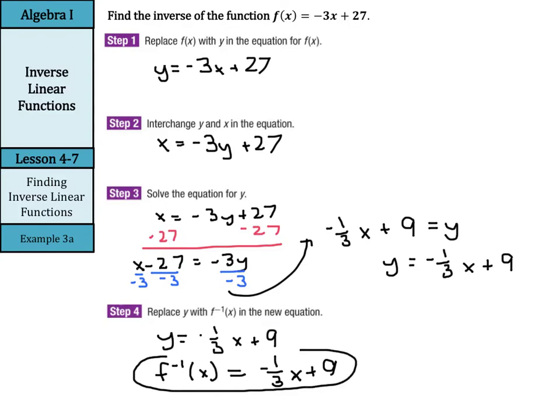And that is how we do it. So again, step by step. Replace f of x with y. Switch your x and y. Solve for y. Replace y with f to the negative 1 of x.